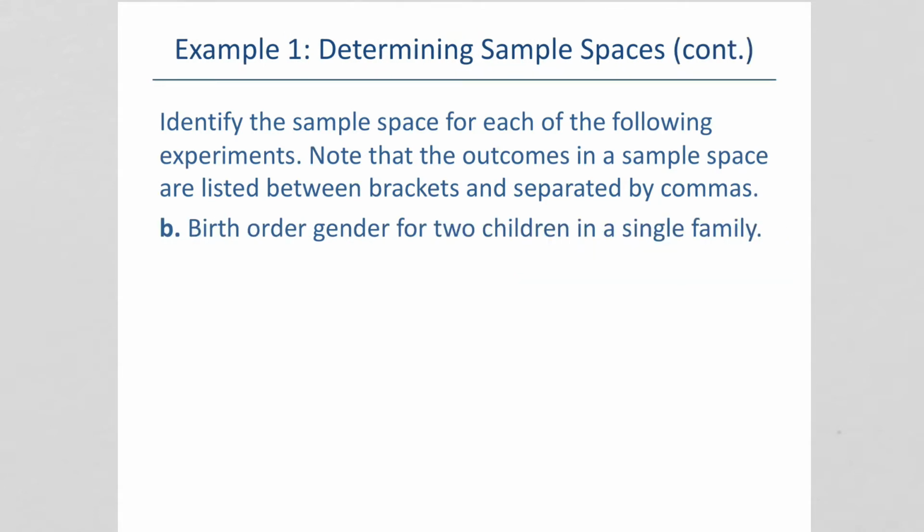Birth order gender for 2 children in a single family. So we want to list all the possible outcomes. You could have a boy and then a boy. You could have a boy and then a girl. You could have a girl and then a girl. Or you could have a girl and then a boy. Notice how we put the braces on either end and it's separated with commas. That is part of the notation for a sample space, so that's important.